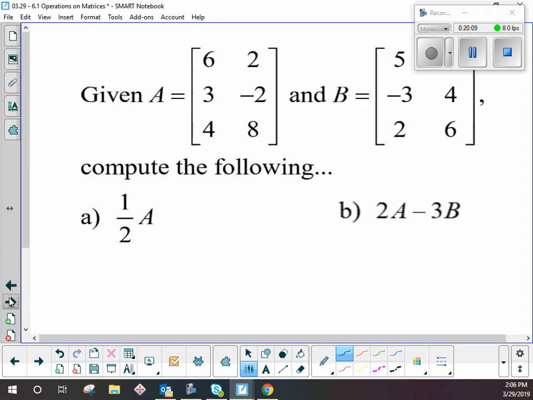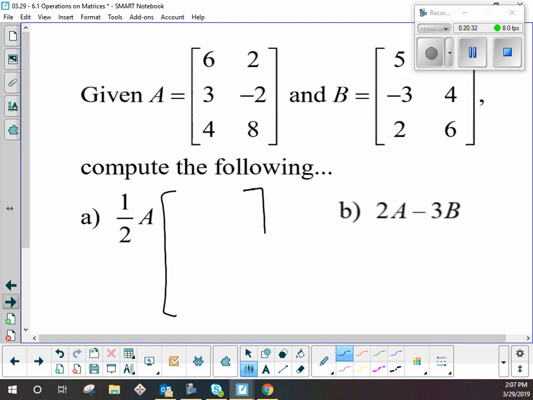So in this example here, we have these two matrices up top. A is asking me to take 1/2 of capital A. What does that capital A stand for? All of the matrix, right? All of matrix A. So we're going to do 1/2 of every single thing in here.